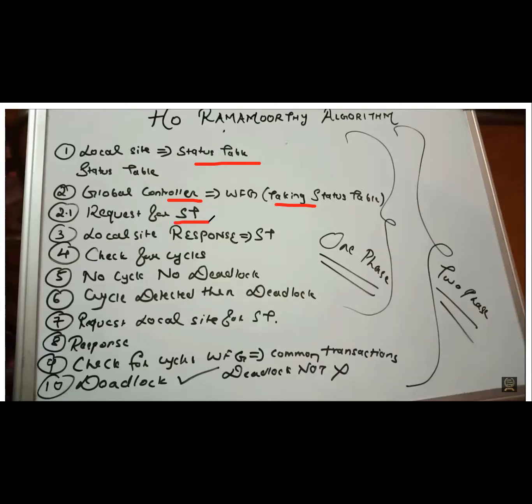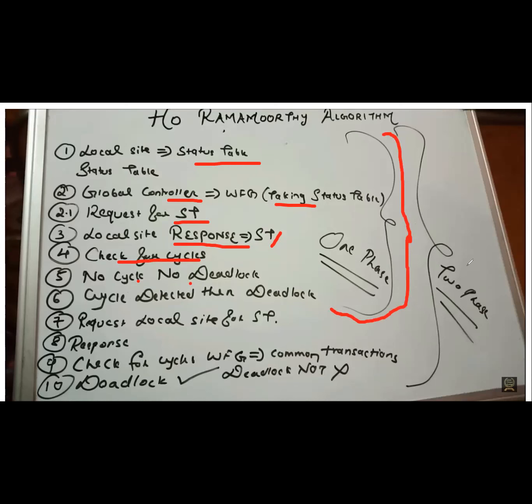The global controller is the main person to draw the wait-for graph, and he is the one who is going to request the status table. The local sites respond back to the global site with their status table. Now check for the cycle, whether there is a cyclic wait or not. If there is no cycle, there is no deadlock. That is the definition they will give. Then the sixth point: if a cycle is detected, then 100% they are going to get into deadlock. Till point number 6, it is called phase 1.